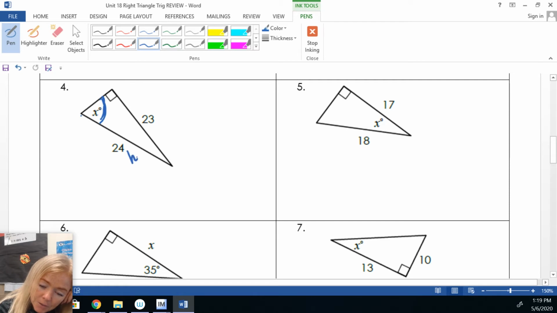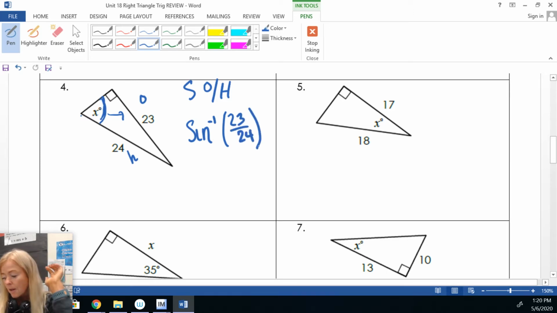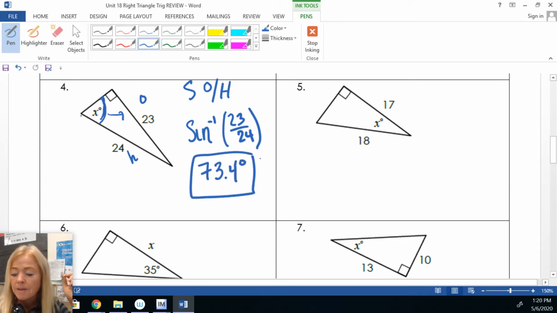This side here, 24, is our hypotenuse, and 23 is our opposite leg. So that's O and H, which is sine, for SOH. Because we're looking for the angle, we use the inverse sine of opposite divided by hypotenuse, so 23 over 24. And we just have to plug that in the calculator. Second sine of 23 divided by 24 is 73.4 degrees. Okay, not too bad. For x degrees here, we have the hypotenuse, and this side runs right into the angle. It's the leg that runs into the angle, so it's adjacent, and AH is cosine.